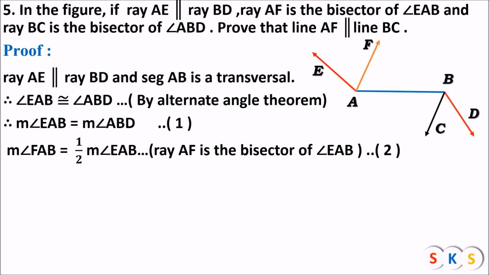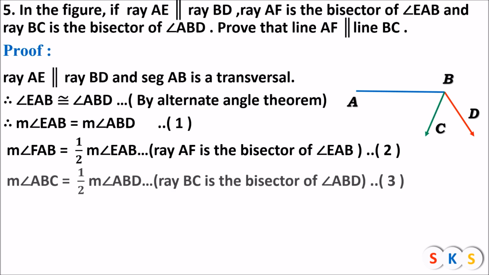Now look at this figure. Here ray BC is a bisector of angle ABD. It means this bisector divides angle ABD into equal angles, that is angle ABC and angle CBD, and each one would be half of angle ABD. Therefore the measure of angle ABC equals half of the measure of angle ABD, since ray BC is a bisector of angle ABD. It's equation number 3.